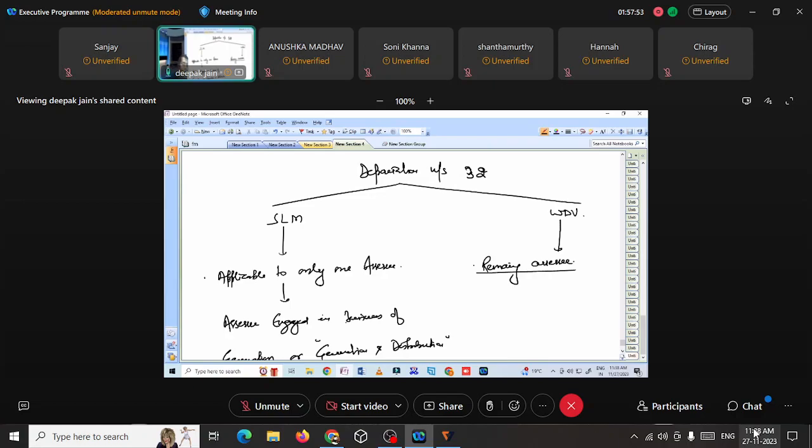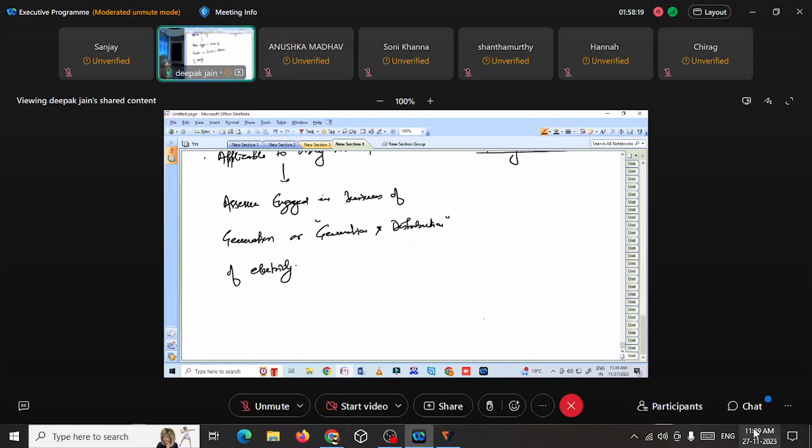SLM is available only for one assessee who is engaged in the business of generation or generation and distribution of electricity. उनके पास भी ऑप्शन है इधर SLM और WDV. रिमेनिंग इंडिया को चलना ही किससे पड़ेगा बेटा अनुष्का? WDV. वो चाहकर भी SLM ऑप्ट नहीं कर सकते. Got it? Yes, sir.